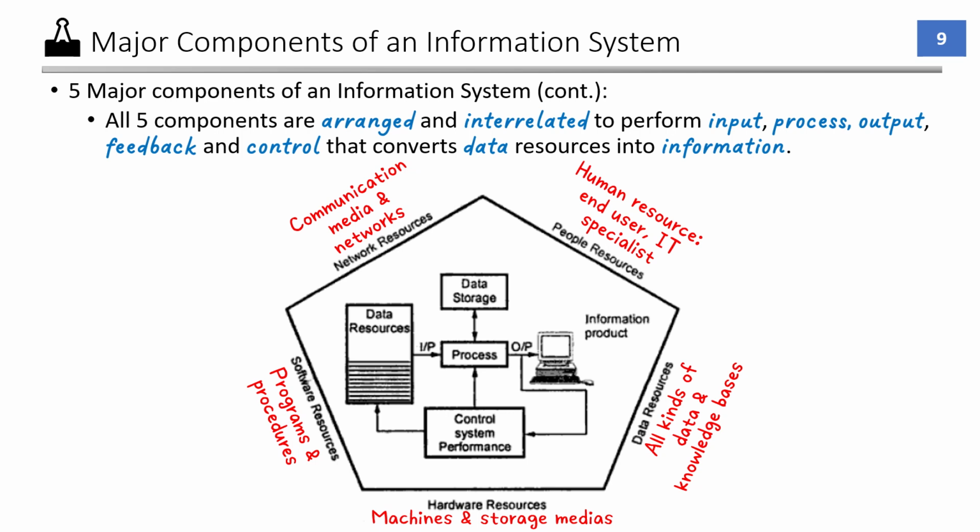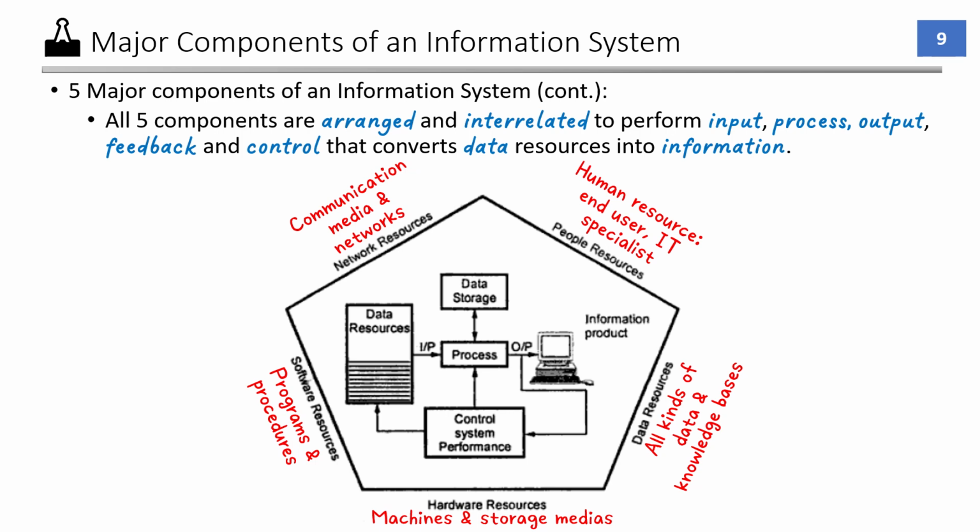The five major components of an information system do not work separately. They are arranged and connected to work together as one complete system. Together, these components perform input, process, output, feedback, and control. This is how raw data is transformed into useful information. People use the system and make decisions. Hardware provides the physical machines and storage devices. Software and procedures tell the system how to process data. Data resources provide the raw facts stored in databases. Networks allow communication and data sharing.